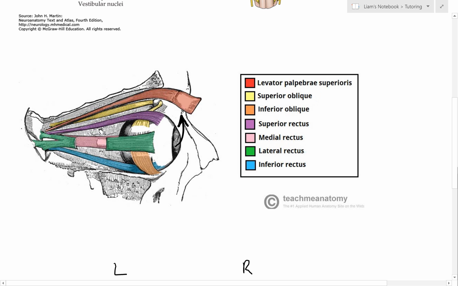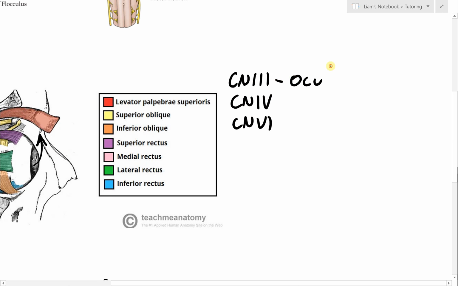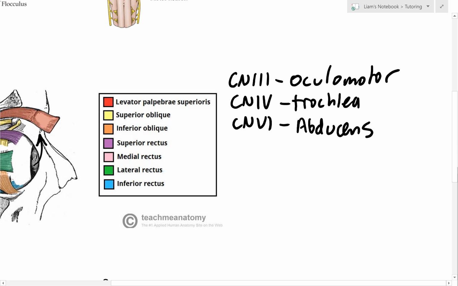In terms of the nerves innervating these, the nerves involved are cranial nerve 3, cranial nerve 4, and cranial nerve 6. So 3 is oculomotor, which makes sense. 4 is trochlear, and 6 is abducens. So the easy one to get out of the way first is abducens: abducens abducts, right? And remember, the muscle that abducts is the lateral rectus. So this is cranial nerve 6. Done. The next one is trochlear.